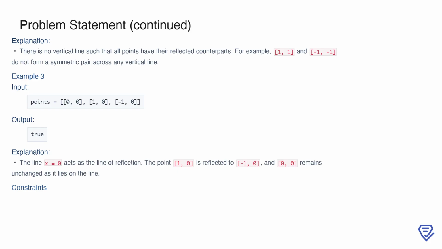Here, the input points are 0, 0, 1, 0, 1, 0. The output is true. The vertical line x equals 0 serves as the line of reflection. The point 1, 0 is mirrored by 1, 0, and the point 0, 0 lies directly on the line, so it remains unchanged. This demonstrates that points on the line of reflection do not disrupt symmetry. Understanding these examples will help us reason through the problem more effectively.